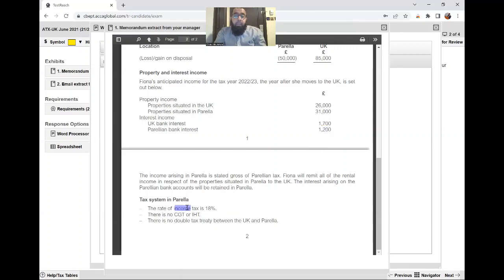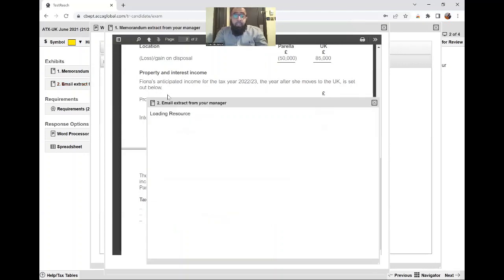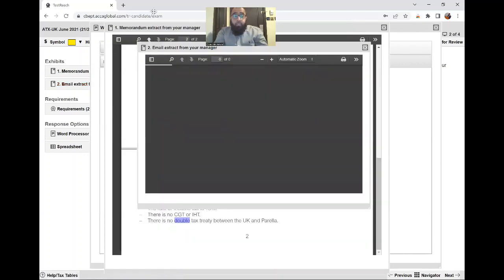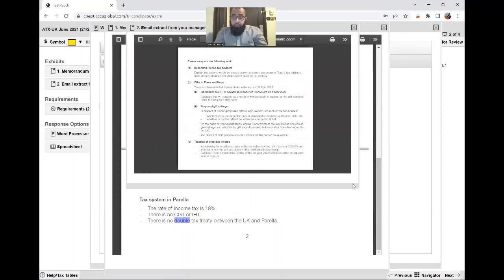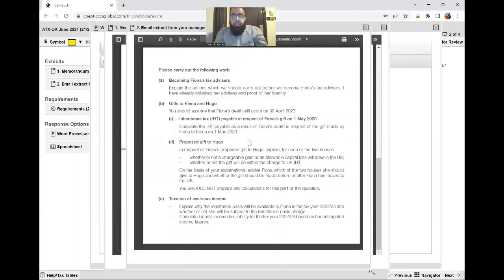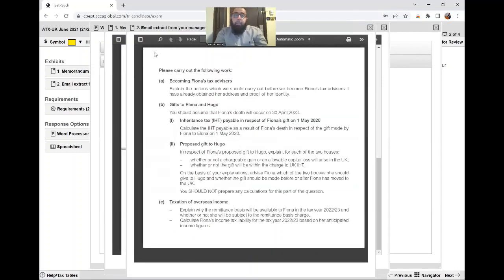The tax system in Kerala is that the rate of tax is 18%. There is no CGT or IHT. There is no double tax treaty. Okay, we'll see. Then there is an email extract from our manager. Let's read that also. Normally, these email extracts tell us about the requirement.